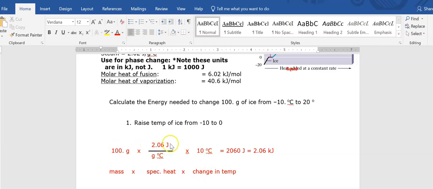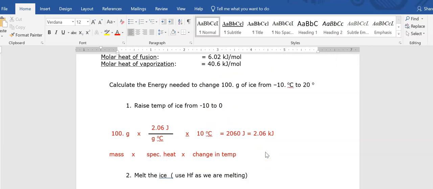So 100 times 2.06 joules per gram degree C times 10 degrees C gives me 2.06 kilojoules, or 2060 joules. We need to be able to switch back and forth between kilojoules and joules, and it's just dividing by 1,000. And that's written up here as well. All right, so we've just raised the temperature of the ice. We had to put in that much energy.